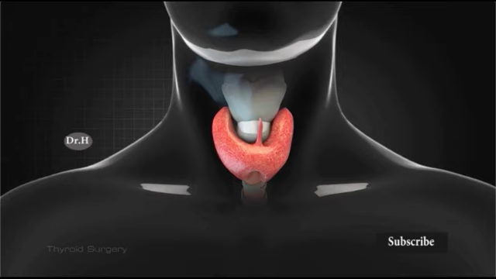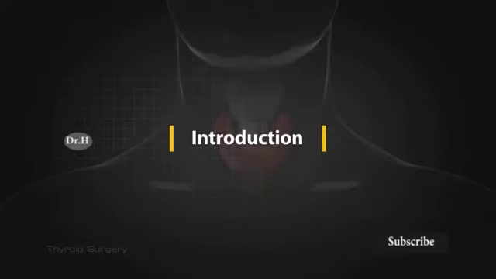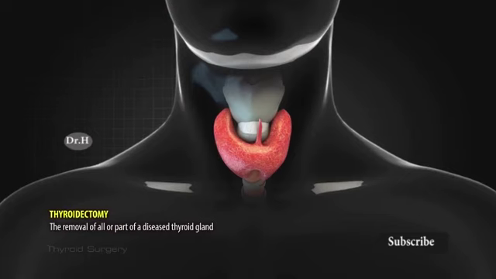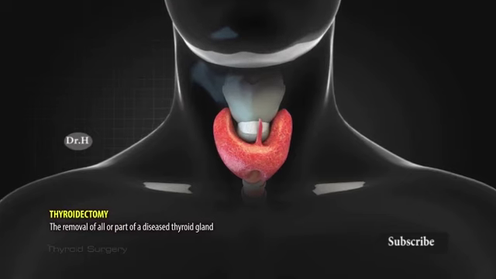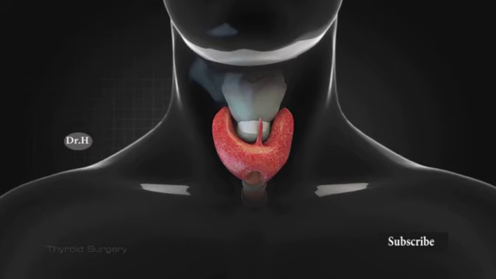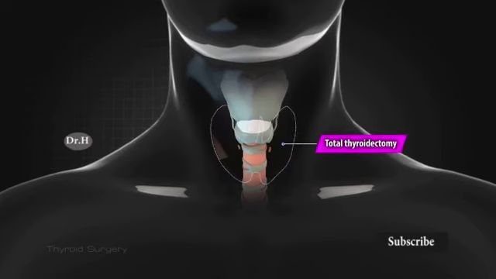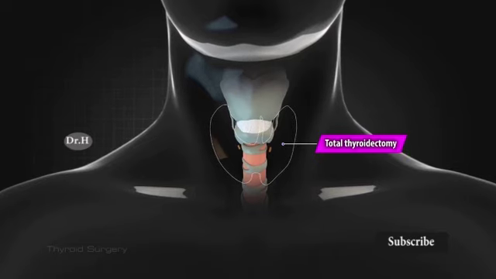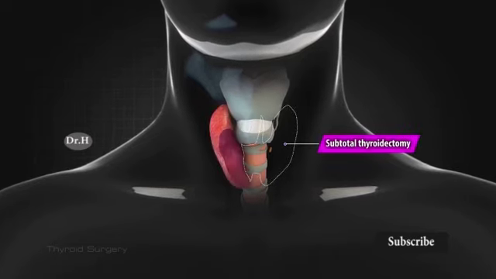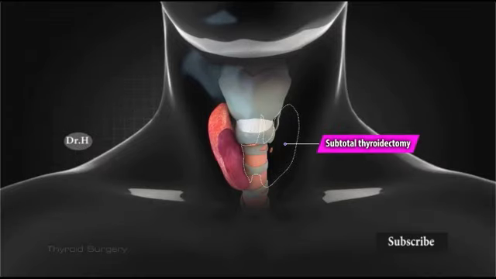This is Dr. Hajira and today I am going to talk about thyroid surgery. Thyroid surgery typically involves a thyroidectomy, the removal of all or part of a diseased thyroid gland. Removal of only part of the gland is called a partial thyroidectomy. In some cases, total thyroidectomy is necessary, where the entire gland is removed. A subtotal thyroidectomy is removal of nearly the entire gland, leaving only a small amount of thyroid tissue behind.